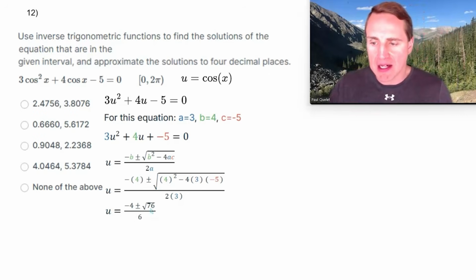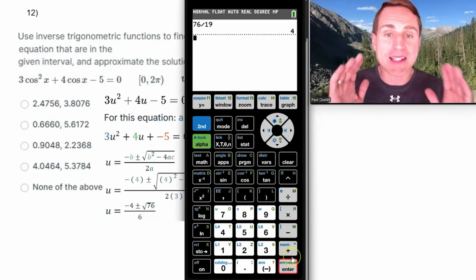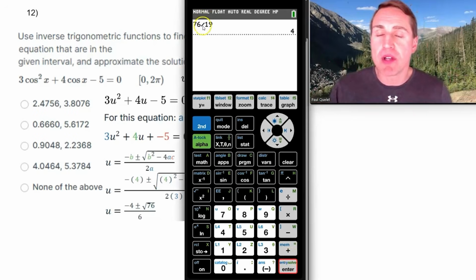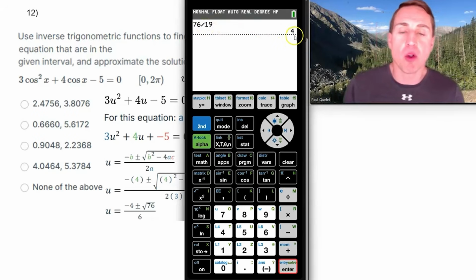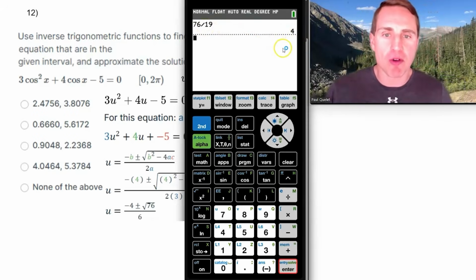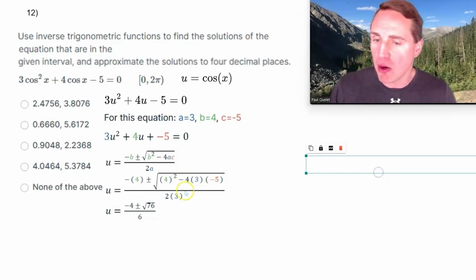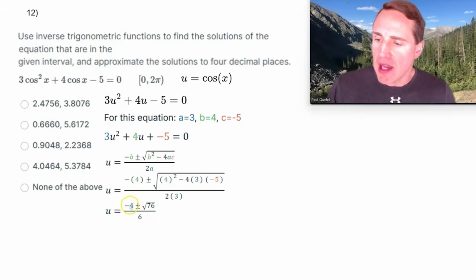Now, square root of 76, let's think about this for a second. 76 has 19 as a factor. So 19, which is a prime number, times 4 is 76. But 4 is a perfect square, so the square root of 4 is 2. So we'll end up with negative 4 plus or minus 2 square root of 19, over 6.